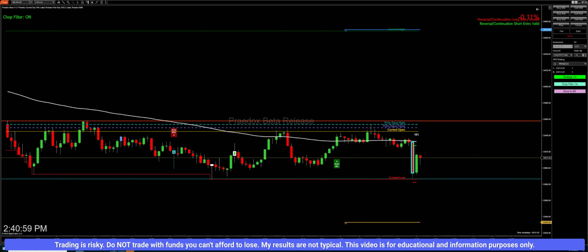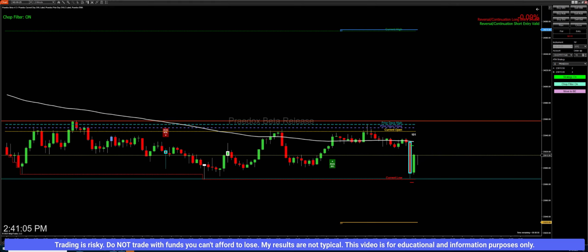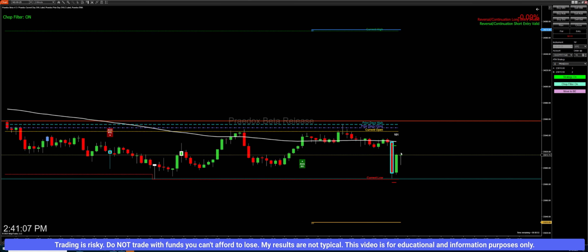Okay, so you can see we had another rather large bar of 101 ticks. So we're getting some more volume here. But again, if this decides it wants to take a long, I will not trade it because we're going into a pretty good area of resistance here.